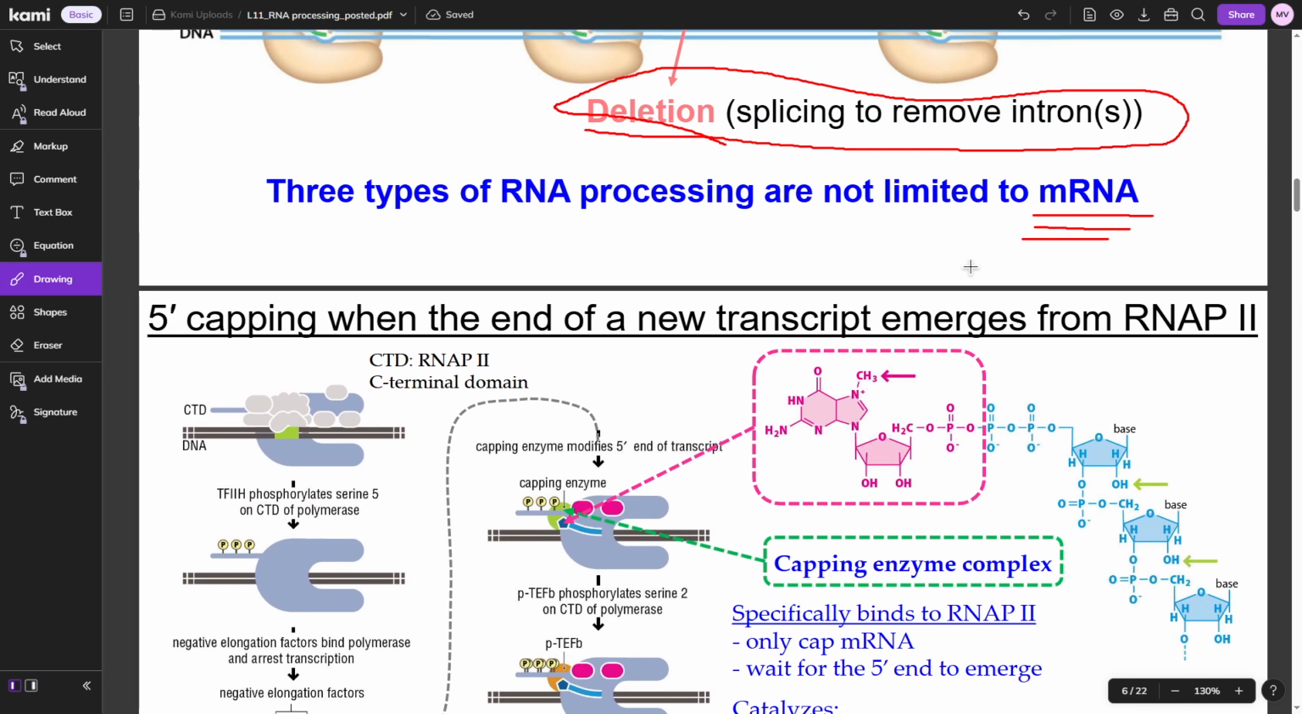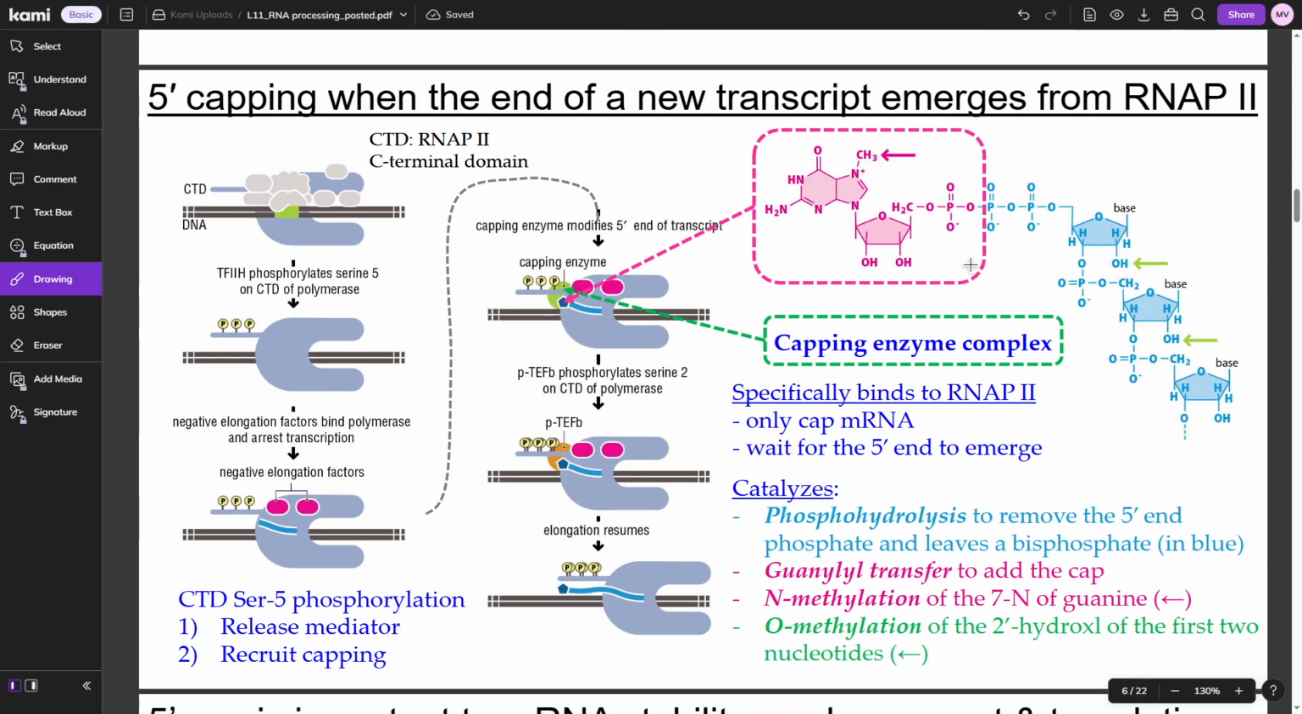Okay, so 5' capping. You don't really need to know all of this, I think, but what I would try and keep in mind or kind of memorize is we got the carboxy terminal domain of the RNA polymerase, right? Basically what's going on is here, I would try and memorize some of these. So TFIIH, I believe, is one of the actual general transcription factors you guys have, if I'm not mistaken.